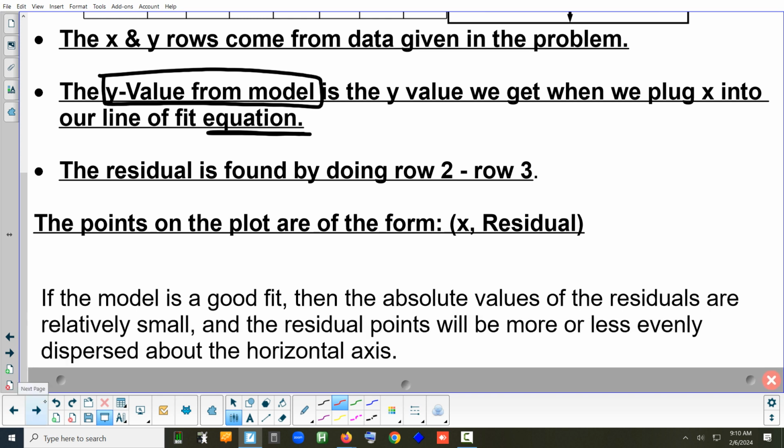And you guys don't have to write that. That's what I just said to you. If your line is a good fit, then the residuals are going to be very small. If the residuals are big, you didn't draw a good line.